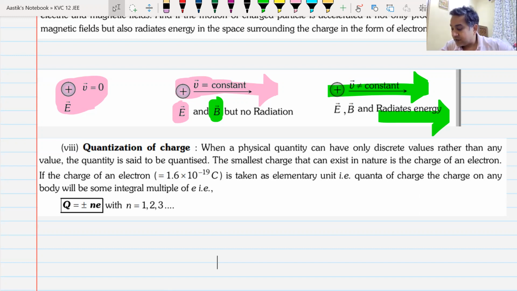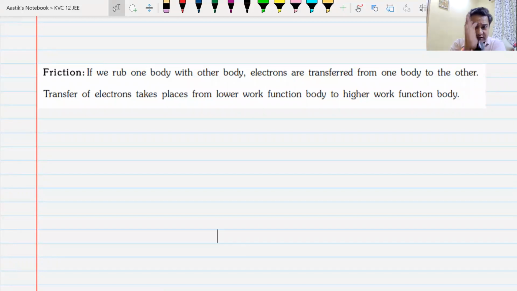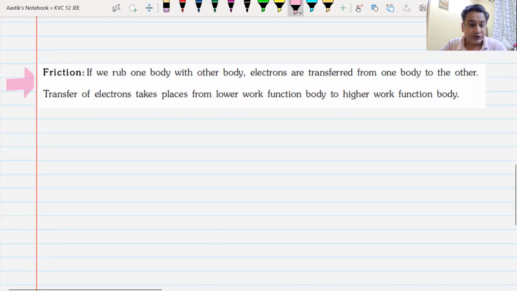Methods of charging. I will go through this quickly. The first method is charging by friction. You rub your body, and electrons may get transferred from one place to another. That is known as charging by friction. We all know this, yes or no? Yes, sir.